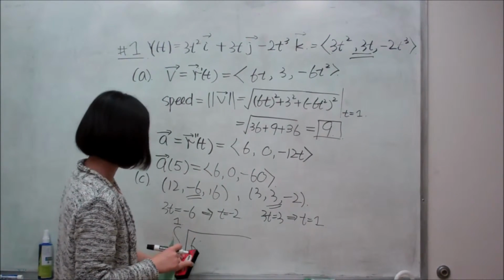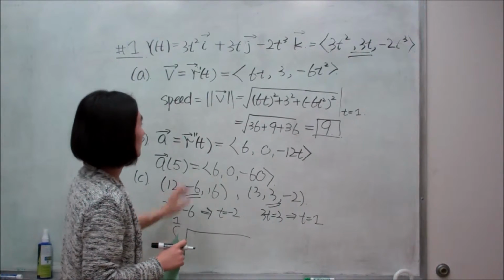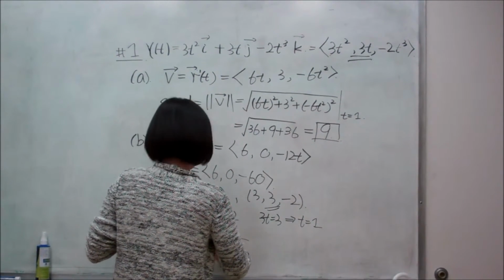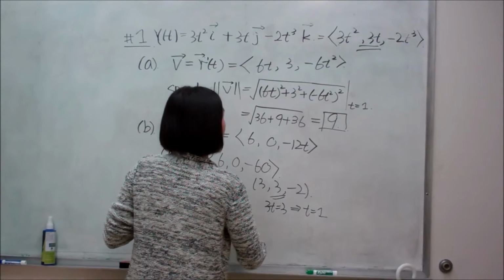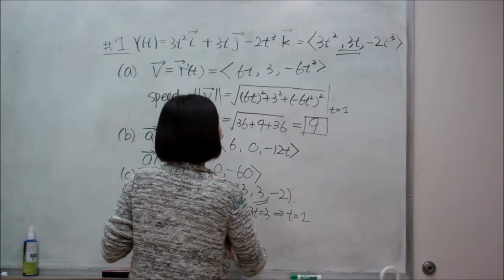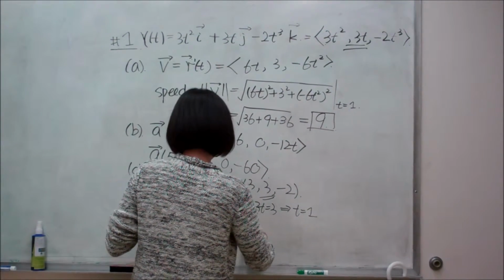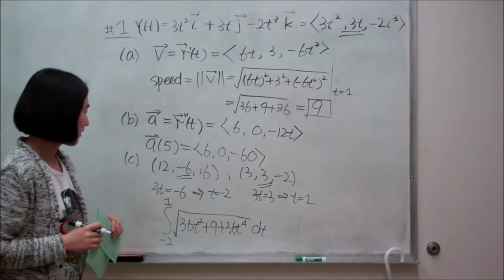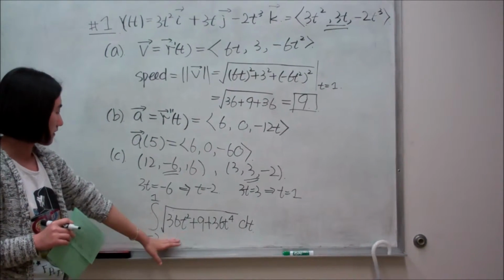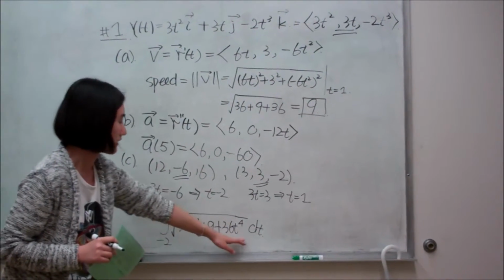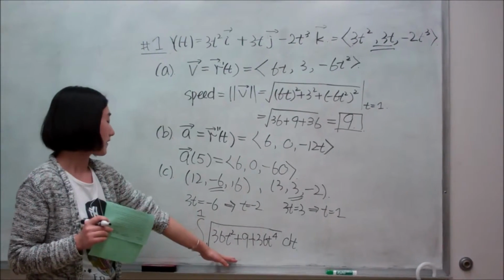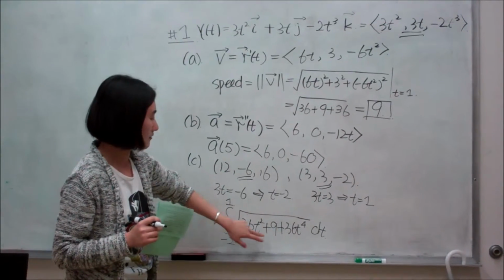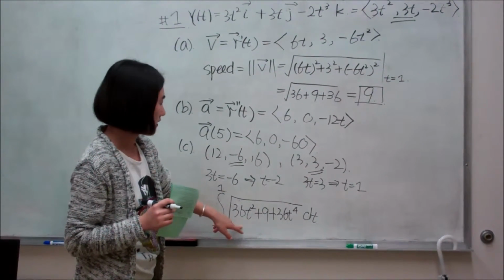So let's work out the squares first. The first term is going to be 36t squared plus 9 plus 36t to the fourth, dt. So to compute this integration, we need to first simplify the inside. And we can find it to be pretty convenient that the inside of the square root is actually a square of something.